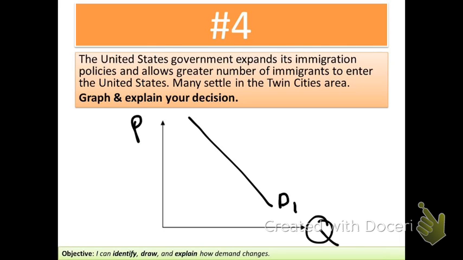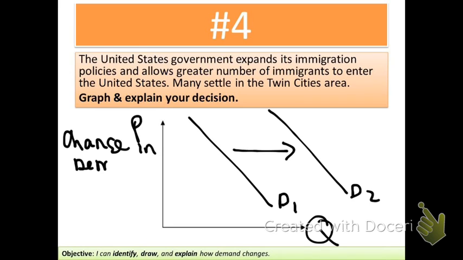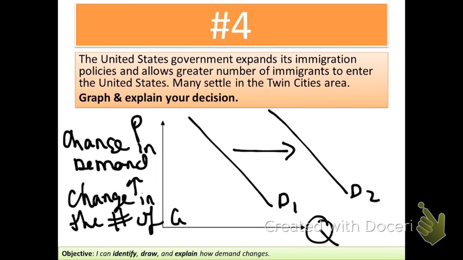D1. Now we have more people, and so we're going to have a demand increase to D2. And so our explanation is going to be a change in demand, and it's going to be a demand increase, we said, and the reason is because of a change in the number of consumers. There's more people to buy stuff. And that's number 4.